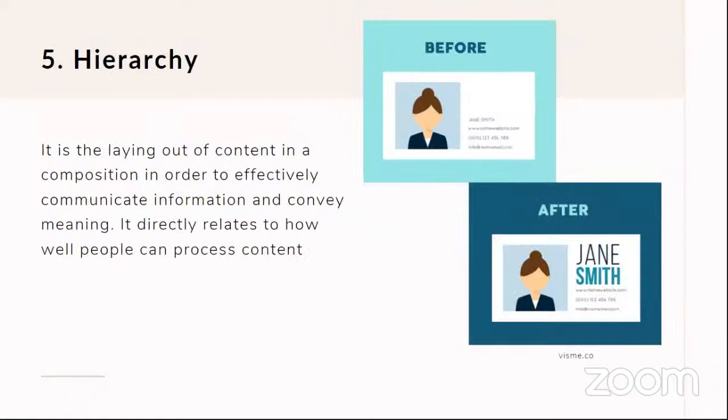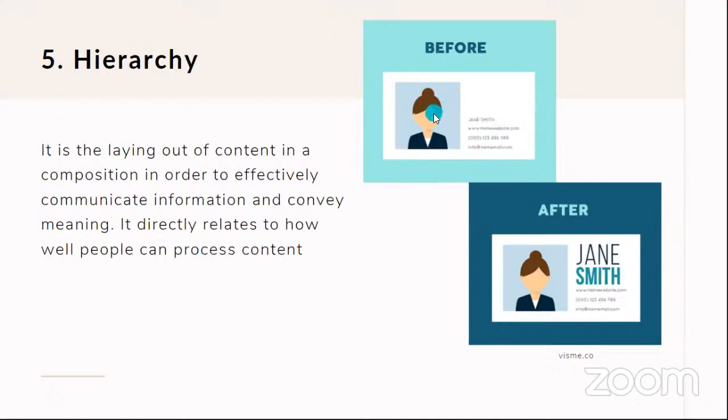Hierarchy. I already mentioned hierarchy when I was talking about emphasis, but let's look at it. It is the laying out of content in a composition in order to effectively communicate information and convey meaning. It directly relates to how well people can process content. If you don't want to take anything else out of hierarchy, just take this last one: it directly relates to how people can process content. If you pack everything together, I'm already going into the example. Look at this one.